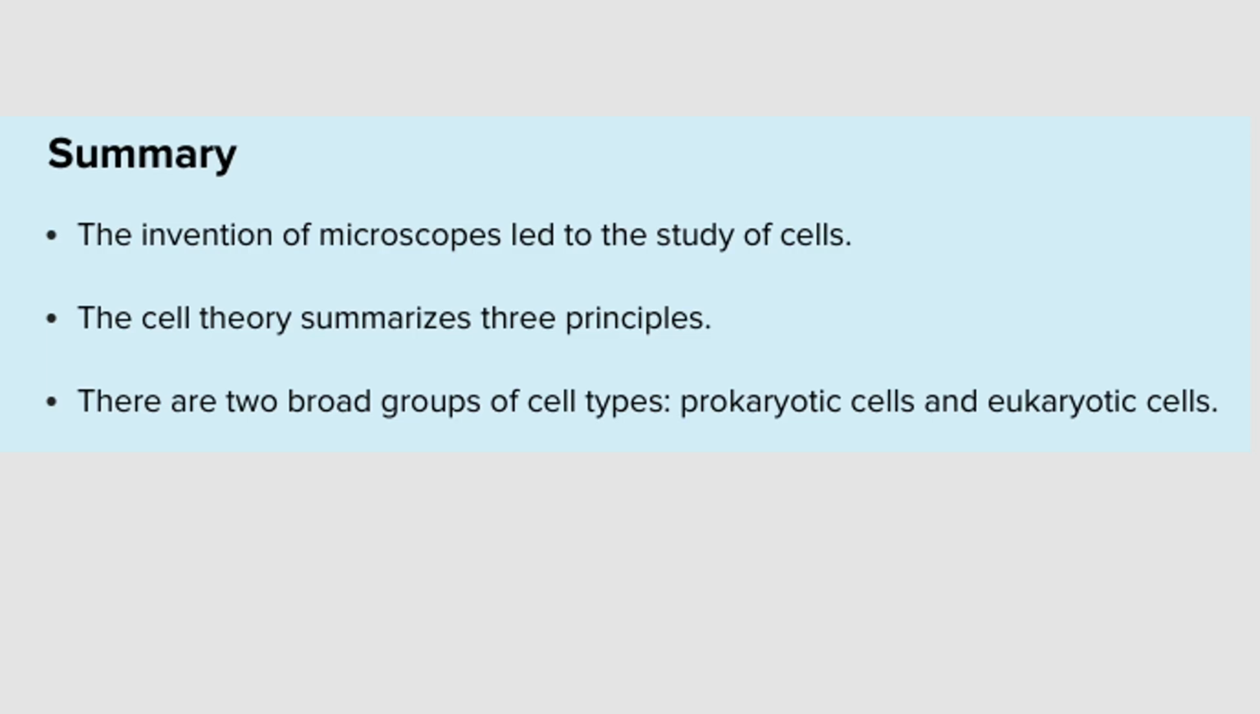So, in summary of this unit, the invention of the microscope led to the study of cells. When the microscope was developed, we opened up a whole new world of scientific investigation, something that was once unable to be seen. The cell theory has three principles. First of all, living things are made of cells. The cell is the basic unit of structure and function, and in order to get more cells, they must come from pre-existing cells in which genetic information is exchanged.